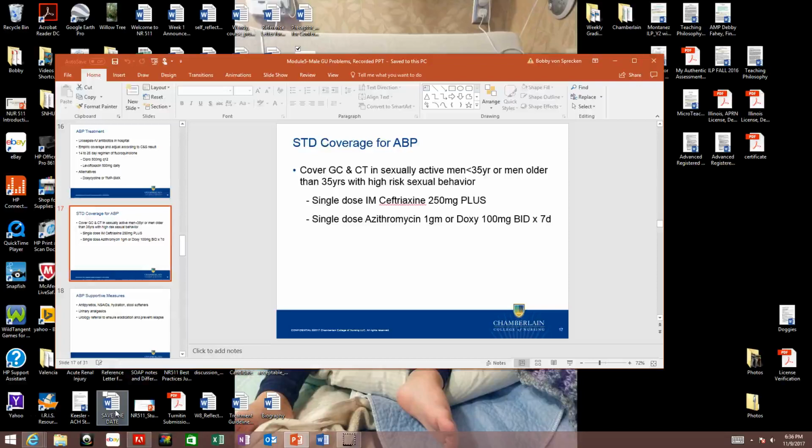For STD coverage for acute bacterial prostatitis, fluoroquinolone antibiotics are no longer recommended for the treatment of gonococcal infections in the United States due to high antibiotic resistance rates. Co-treatment of chlamydia is essential because the two often coexist. Treatment includes a single dose of IM ceftriaxone 250 mg plus a single dose of oral azithromycin 1 gram or doxycycline 100 mg BID for 7 days.